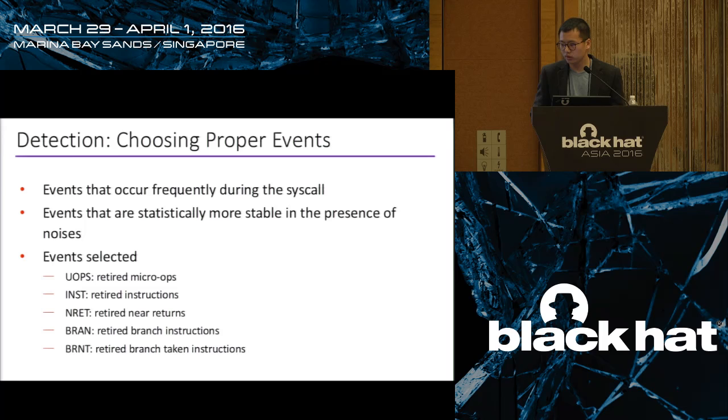The third one is retired near returns. That basically means how many near returns have finished. Near return means that you return to the same code segment. And then the last 2 are related to branches. Retired branch instructions basically means how many branch instructions have finished. And retired branch taken instructions basically means, among the branch instructions that are finished, how many of them took the branch predicted by the branch predictor.